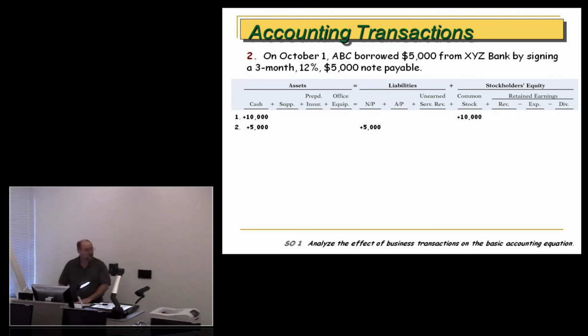So notice we put a plus, or we increased cash. Assets increased. So if the left side increased, the right side has to increase. And we owe this money to the bank. That's a liability. We're going to put it under notes payable. A note payable is when you borrow money from a bank.